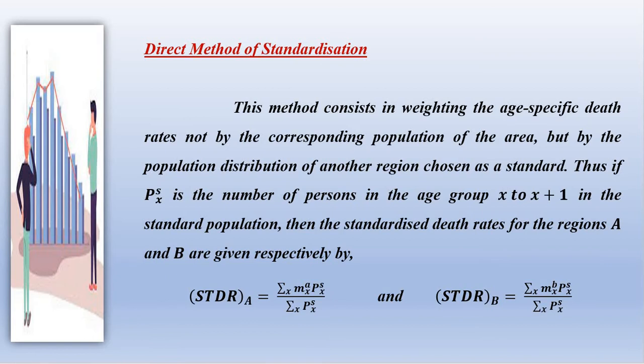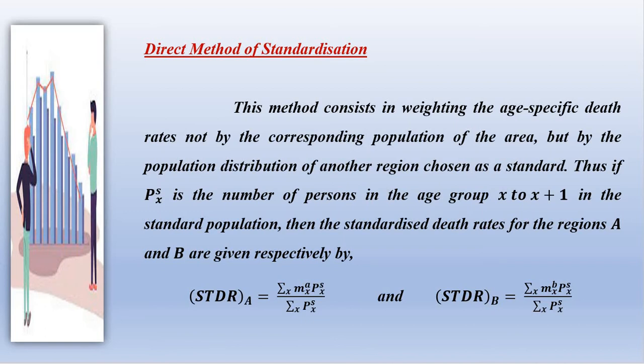So there are two methods of standardization. One is the direct method, another one is the indirect method of standardization. The direct method of standardization consists in weighting the age-specific death rates not by the corresponding population of the area but by the population distribution of another region chosen as a standard.